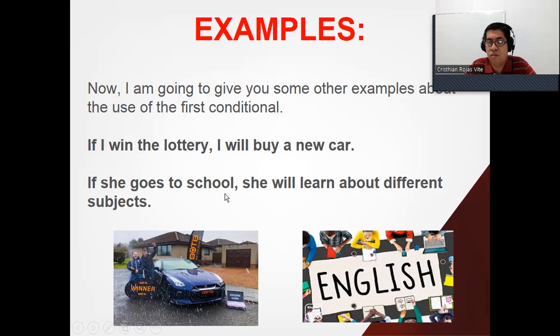If she goes to school, she will learn about different subjects. So we're talking about a girl for this classroom. It could be anyone for this classroom, but particularly a girl, because we're using the subject noun she. So maybe we're going to choose this girl with the yellow sweater. Let's suppose it's a yellow sweater. If she goes to school, she will learn about different subjects, especially English.